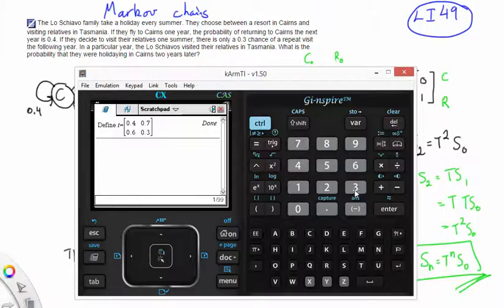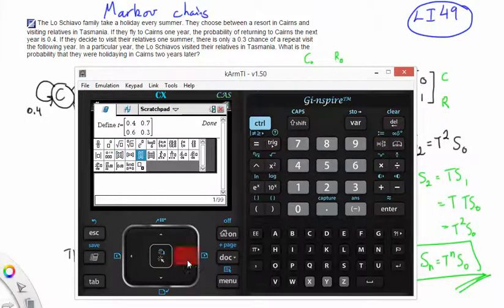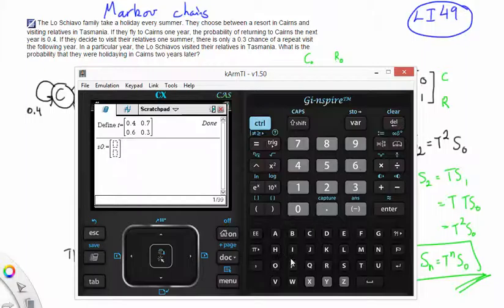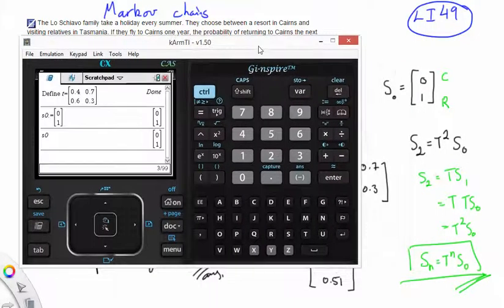Now let's define S naught. Menu 1-1. Oh, we'll do it a different way. I'll show you another way to define things. Go S0. You can actually go control and this funny equals thing here with the colon, that means define. So that's another way you can define. Let's grab our matrix here, 0, 1. And you'll see it'll do the same thing. It'll define it. So whenever I type in S0, we get the 0, 1 there.